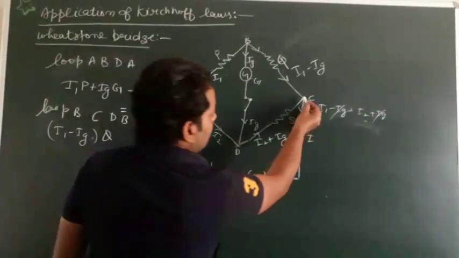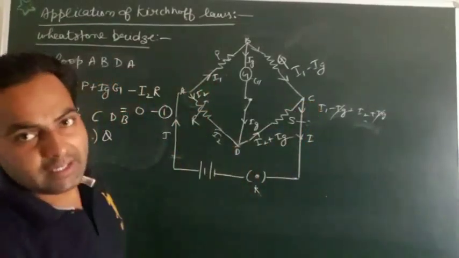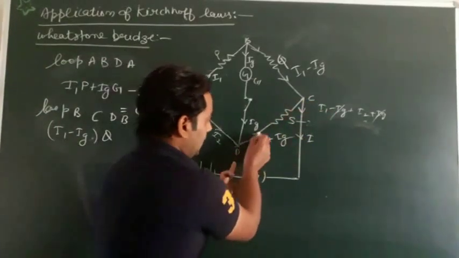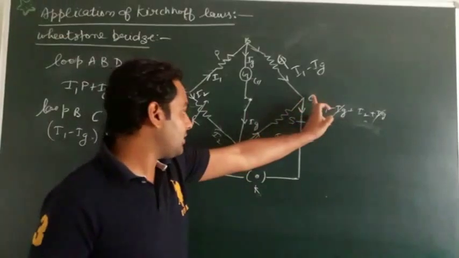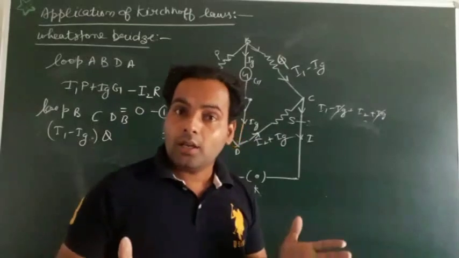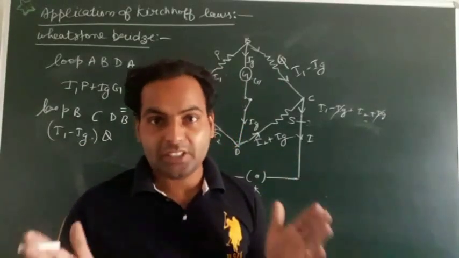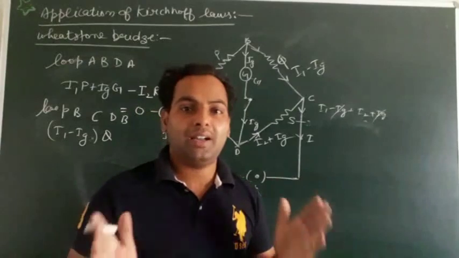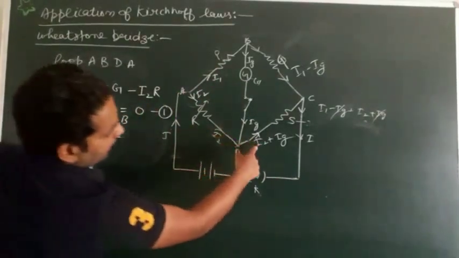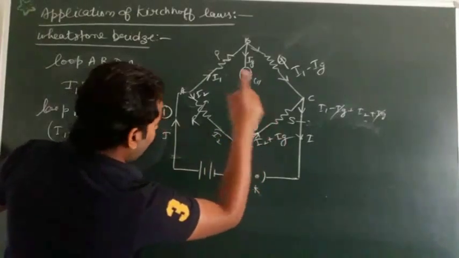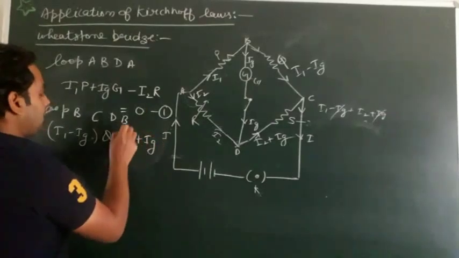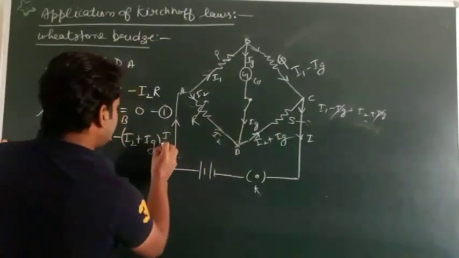Now we move from C to D. What will we see at C to D? We are moving from C to D, but the current direction is D to C. The loop direction is C to D, which means they are opposite to each other. So when the direction of current and direction of loop are opposite to each other, the product of current and resistance is taken as negative. So here comes out to be minus. What is the current here? Here the current is I2 plus Ig, into the resistance S.